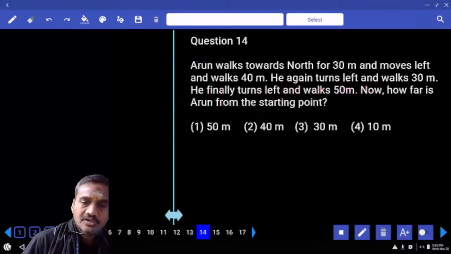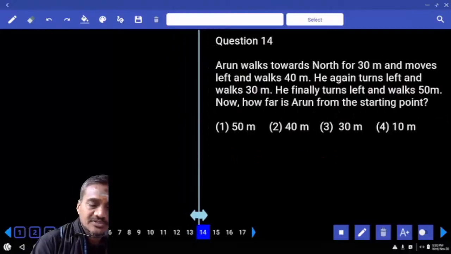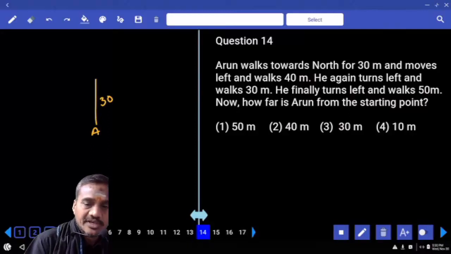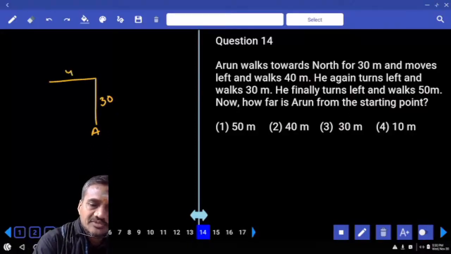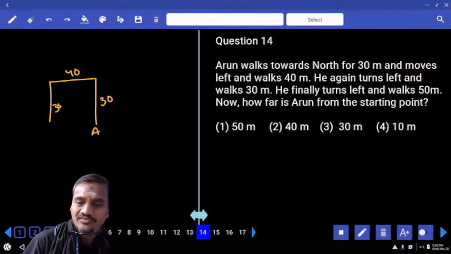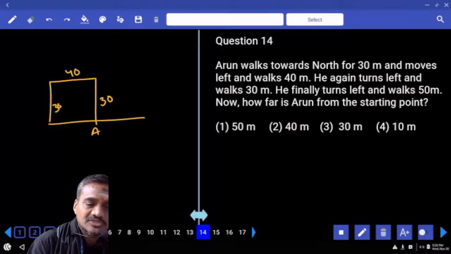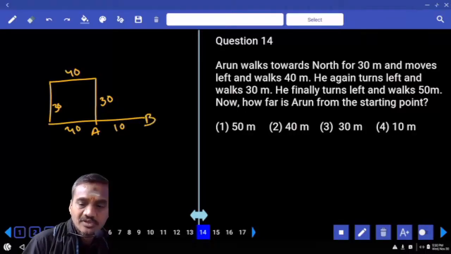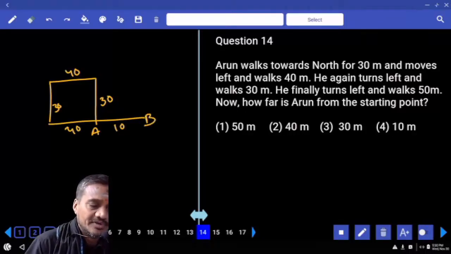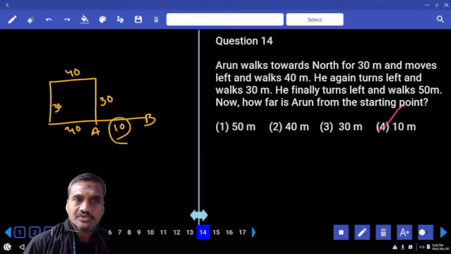Then the 14th one, Arun walks towards north for 30 meters. A is the starting point. From here, Arun walks how many meters? 30 meters. And moves left and walks how many meters? 40 meters. Again turns left and walks how many meters? 30 meters. And again he finally turns left and walks for 50 meters. From here 50 meters towards his left hand side. That is, this is 40 and this is 10. A is the starting point, B is the final. How far is Arun from the starting point? What is the distance between these two? 10 meters. That is choice 4 for question number 14.